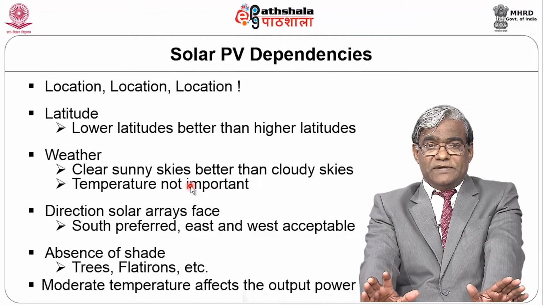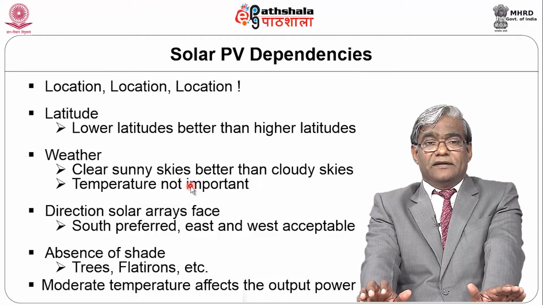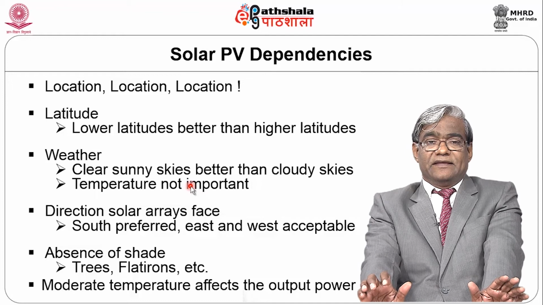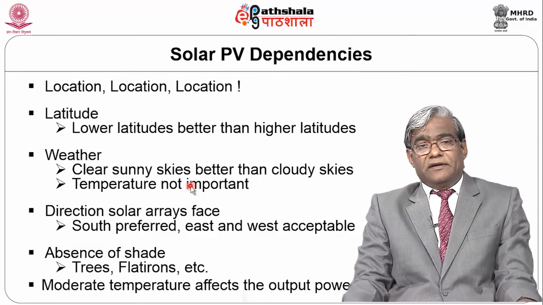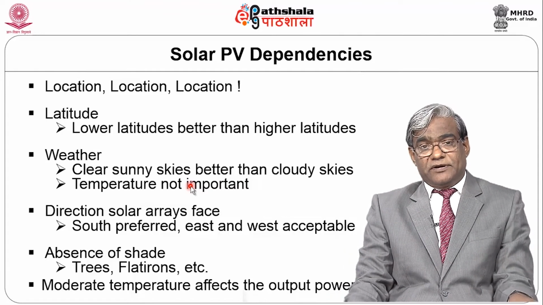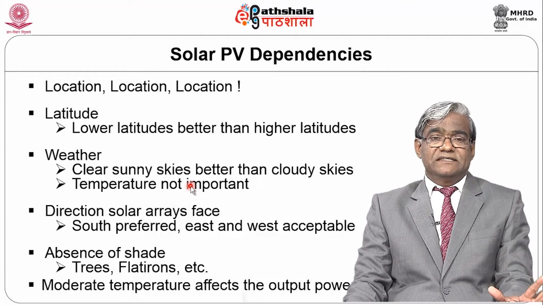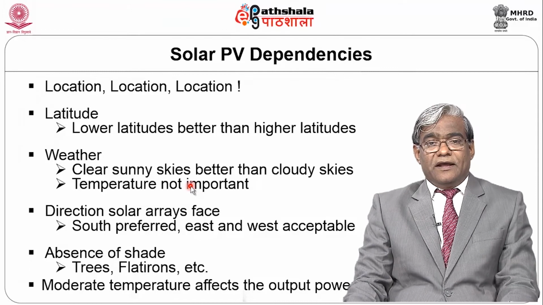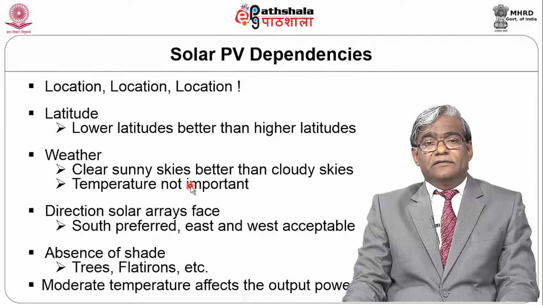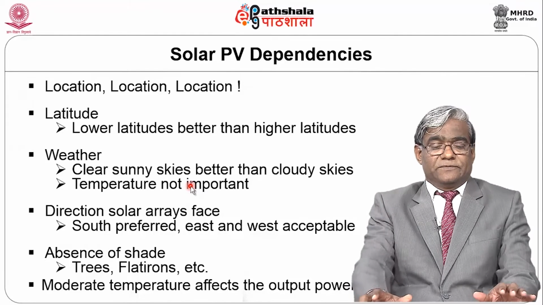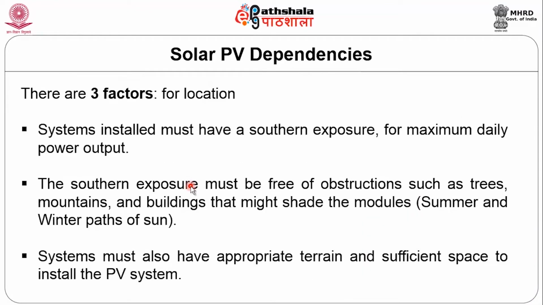The solar system has to be inclined, and the weather condition, it should have a clear sunny sky, and the temperature is not important, and intensity of radiation is important, and the direction, and the south facing should be there all the time, and the north facing should be avoided, and east and west is acceptable. And these are the three factors for the location.